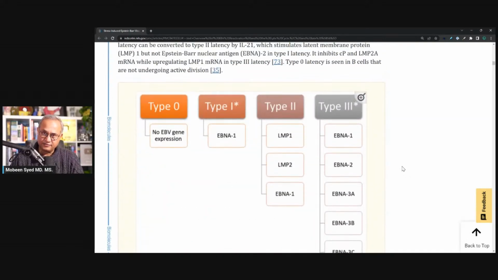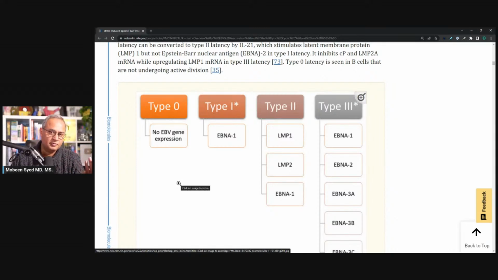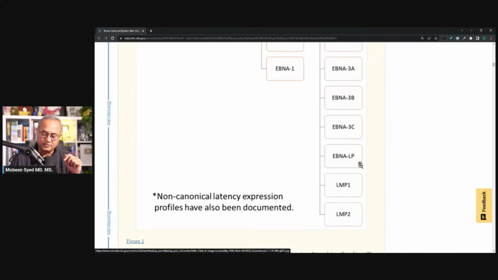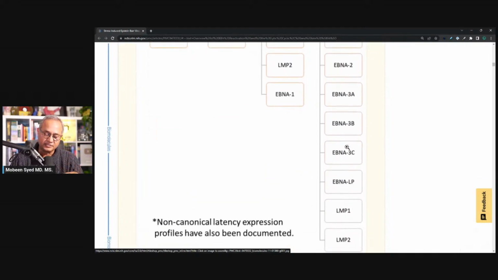The latency of the virus, meaning it is dormant, it is not doing anything, is of multiple types. Type 0 latency means there is no EBV gene at all, and possibly there is no EBV at all. Type 1 latency is when the EBNA is being produced, but nothing else. That is the alarm clock and keeping the cells dividing. Type 2 latency is that some more genes are working, EBNA1 and LMP1 and 2. Type 3 is actually a full-blown virus that is building itself, and that is these various genes here.